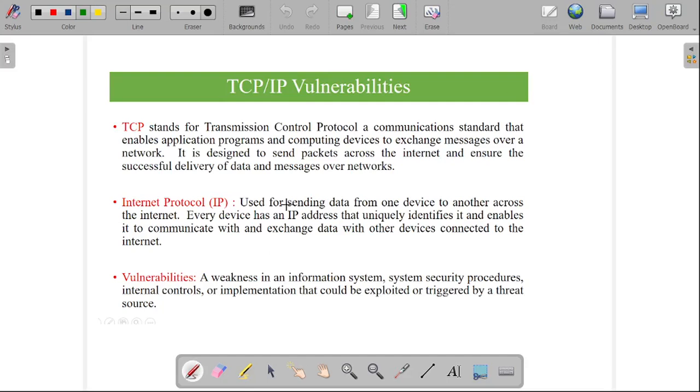In this video, we will cover what we mean by TCP/IP vulnerabilities and what the different types of TCP vulnerabilities are. TCP stands for Transmission Control Protocol. This protocol is used for creating communication between different application programs and our computing devices. So client and server will exchange data with the help of this TCP protocol.